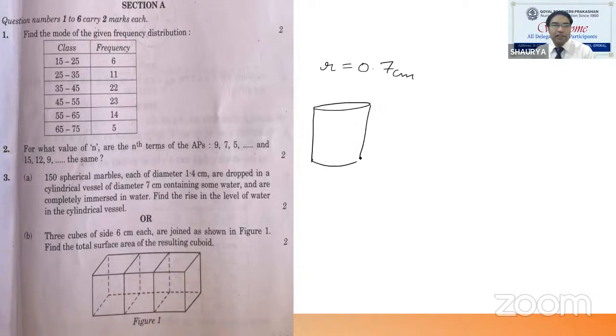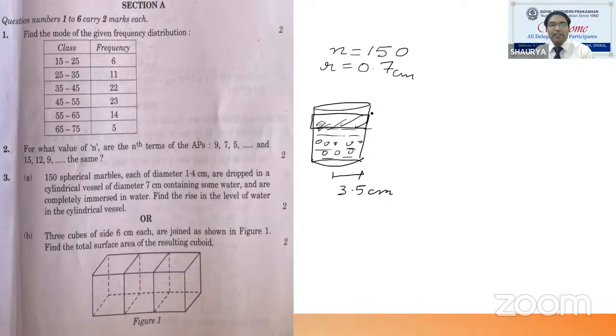So we have a cylindrical vessel and these spherical marbles are dropped, and this vessel had some water, let's say. So we have been given the number of spherical marbles which were dropped. Those are 150. The radius of each of them is 0.7 centimeter. And this cylindrical vessel in which they were dropped, its diameter is 7, which makes its radius 3.5 centimeter, half of diameter. Now they're asking, once these are dropped, what would be the rise in the level of water? If the water rises by this amount h, by what amount will it rise?